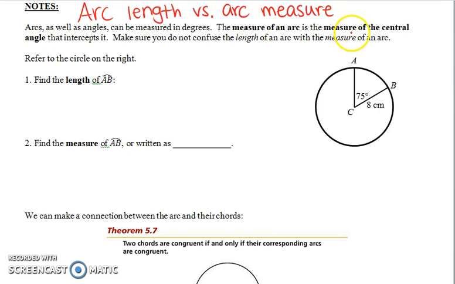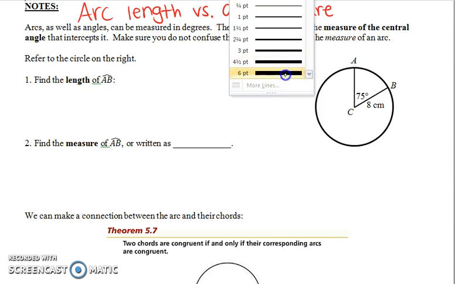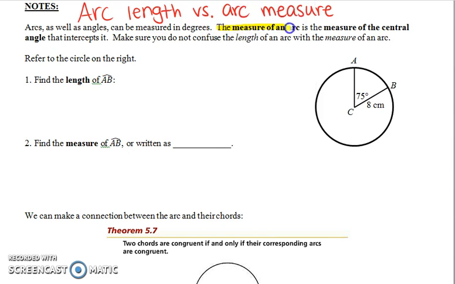So let's read the sentence that's below the notes heading. It says arcs as well as angles can be measured in degrees. The measure of an arc is the measure of the central angle that intercepts it. Now I'm going to highlight this, and I want you to underline this as well on your paper because this is probably the most important sentence in this little note section. So I'll read it one more time.